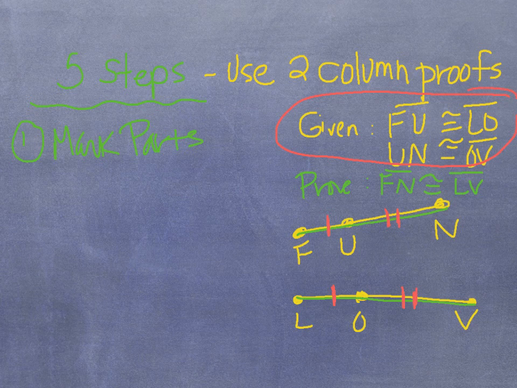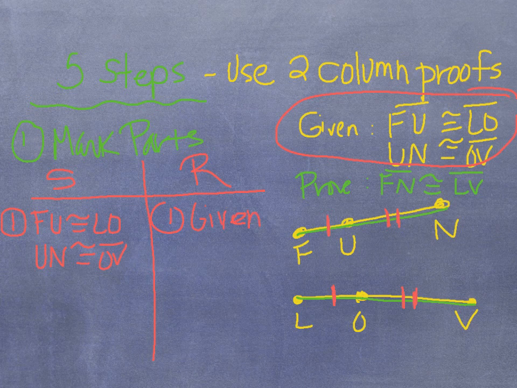Then we're going to go ahead and start our proof. Remember, the S stands for statements. We're going to make a 2-column proof, and the R stands for reasons. I'm going to leave it like this just because I have a lot to write here, so you can catch up as you go. You're always going to start with the given. So you'll write that FU is congruent to LO and UN is congruent to OV, and the reason is given. So this is your first step. Always, always, always mark what they give you and write down the given. Done and done.